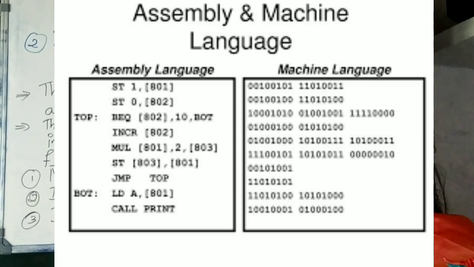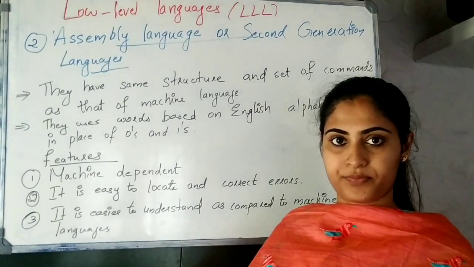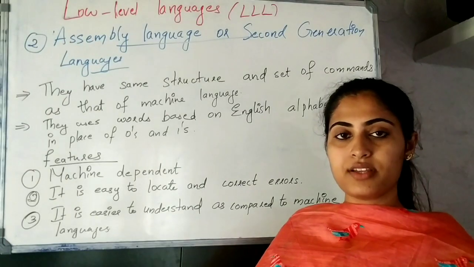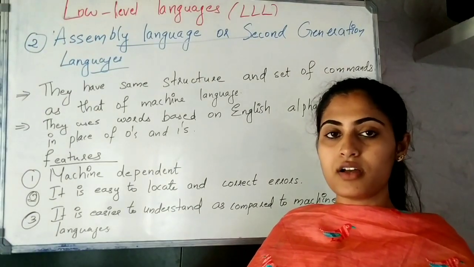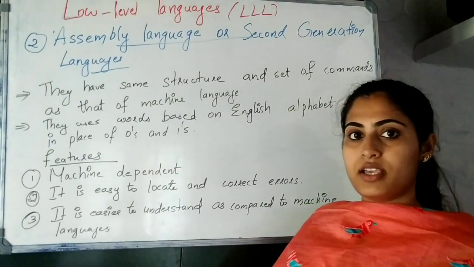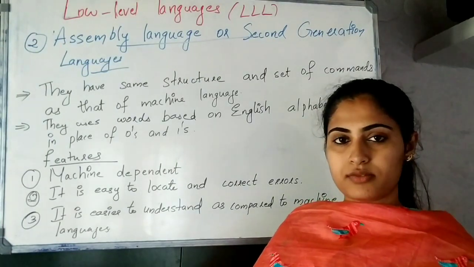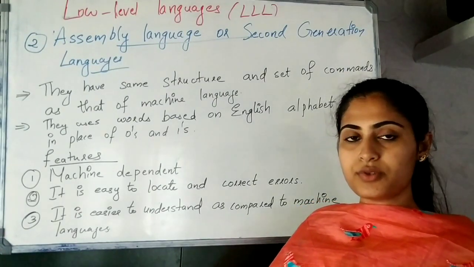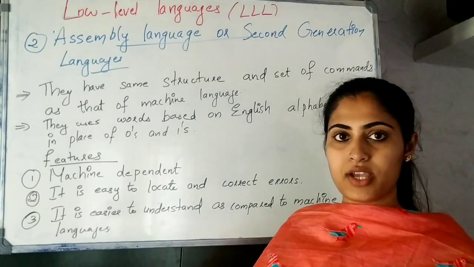But here in assembly language, we use some of the words in the English alphabet. Some advancement came in assembly language. Assembly language has the same structure and the same set of commands as machine language, but in place of zeros and ones, they use some words in English alphabets.